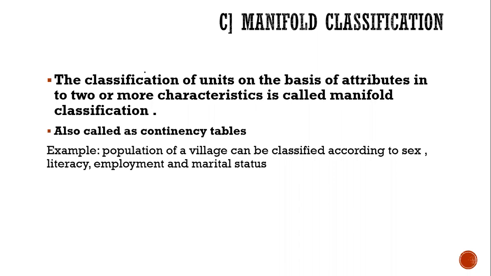Next, the third one under qualitative characteristics is manifold classification. Manifold means multiple. A classification of units on the basis of attributes in two or more characteristics is called manifold classification. Here you can take various numbers of attributes. You can take sex, literacy, employment. At a time you can take multiple attributes to classify, but you segregate accordingly. That is called manifold classification.